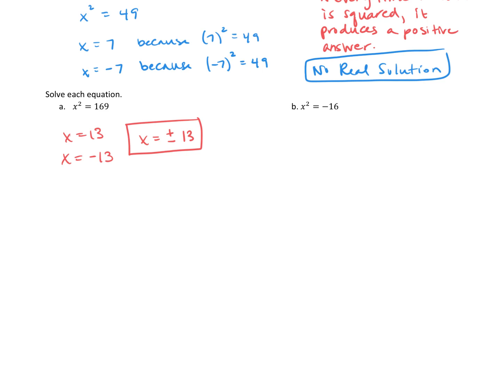All right, so next example, x squared equals negative 16. Can we square a number and get a negative result? We cannot, so there is no real solution for this one.